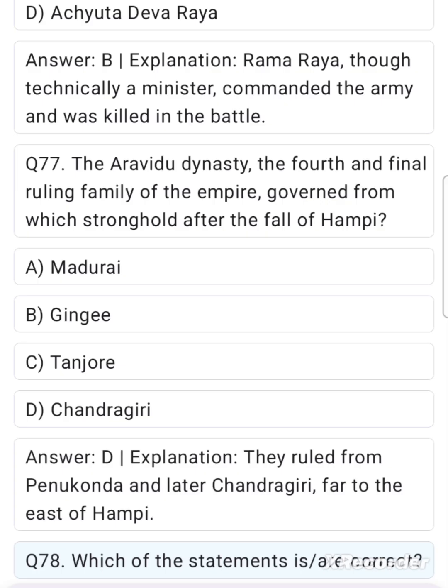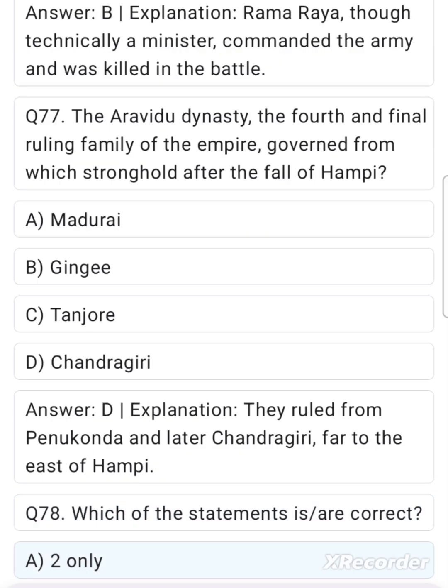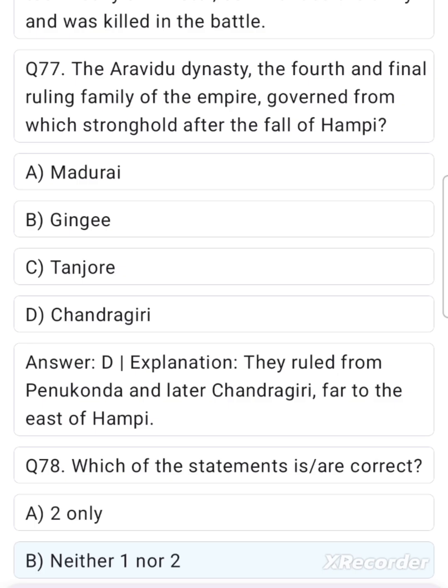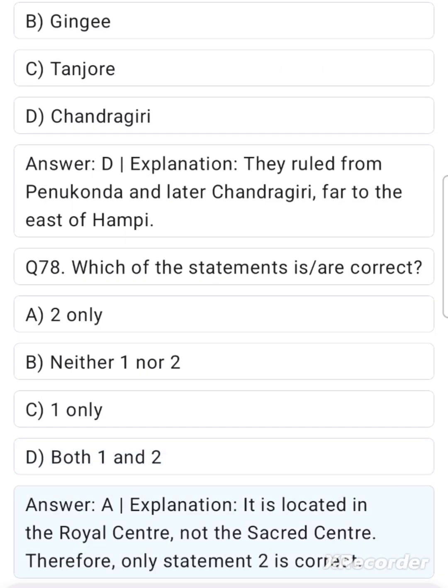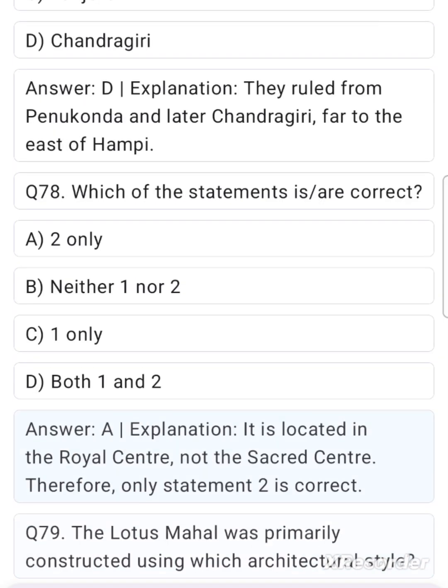Q78. Which of the statements are correct? A. 2 only. B. Neither 1 nor 2. C. 1 only. D. Both 1 and 2. Answer: A. Explanation: It is located in the royal center, not the sacred center. Therefore, only statement 2 is correct.